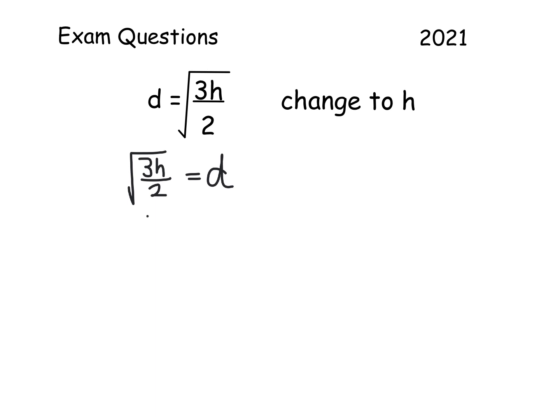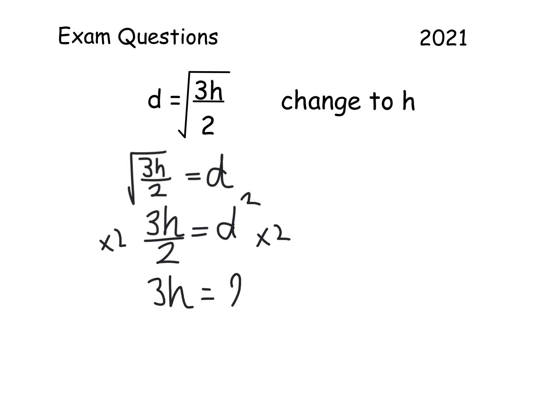So I'm going to square the D, which leaves me with 3H over 2 equals D squared, because the opposite of square root is squaring. Then I'm going to undo the fractions, so I'm going to times each side by 2, which leaves me with 3H equals 2D squared. And then it should be second nature by now to divide both sides by 3, and you get H equals 2D squared all over 3.